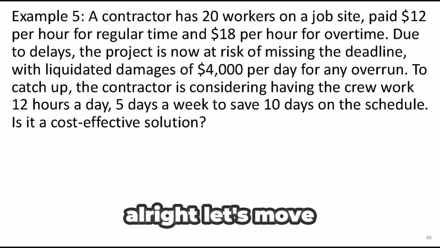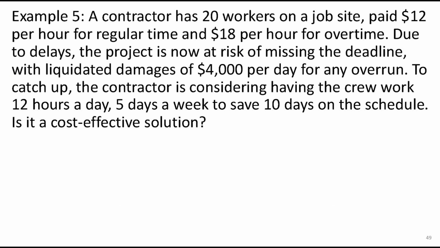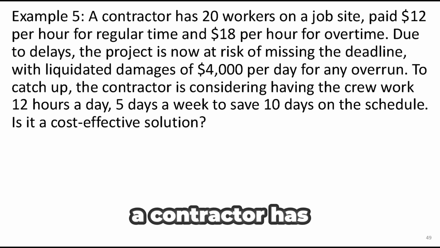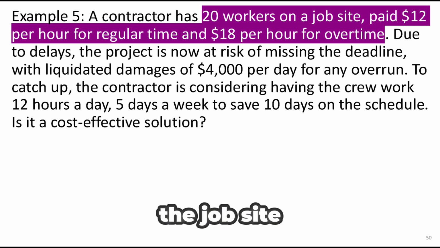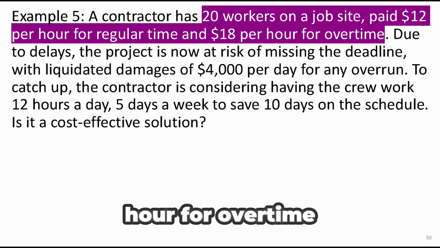All right, let's move on to the final example. Example 5, which is the most comprehensive one in this video. A contractor has a crew of 20 workers on the job site. Each worker is paid $12 per hour for regular time and $18 per hour for overtime.